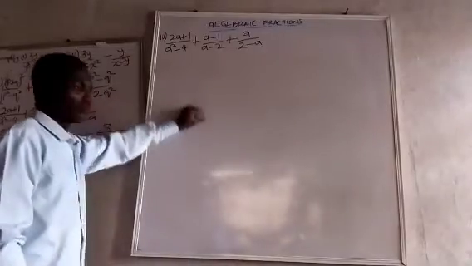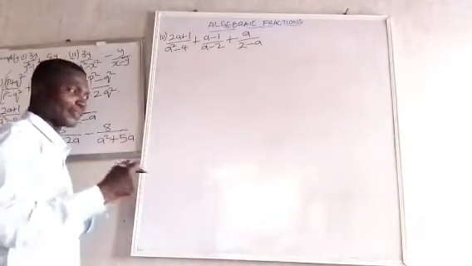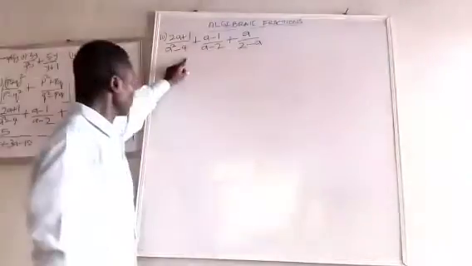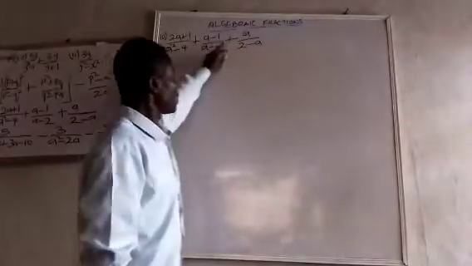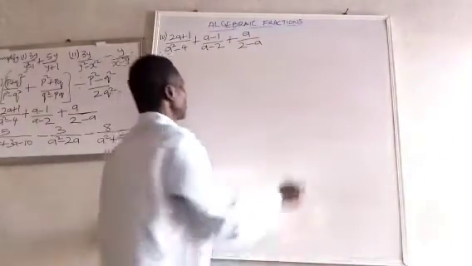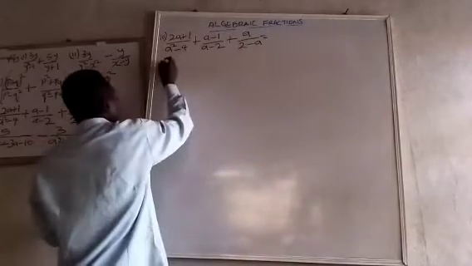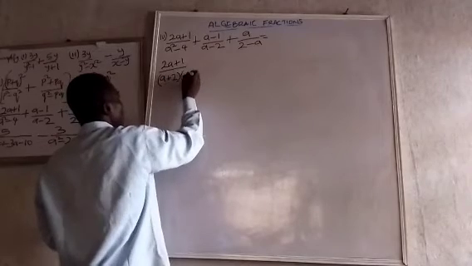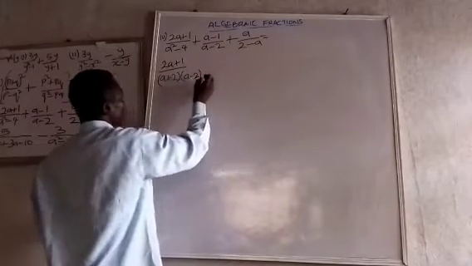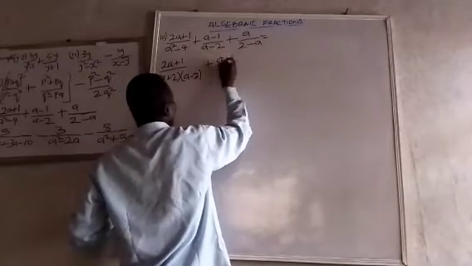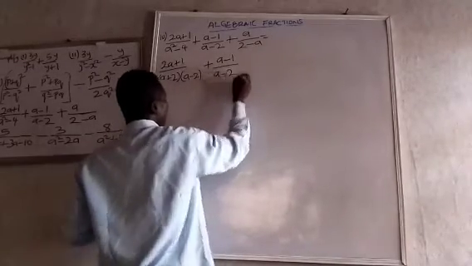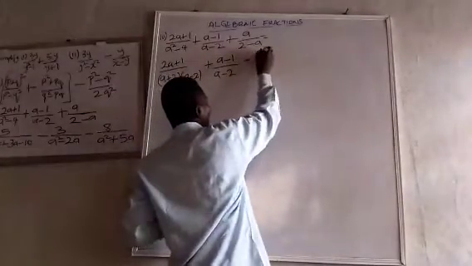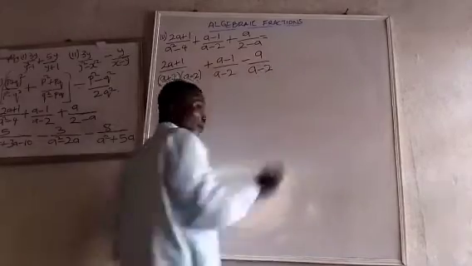Another clue: once you have a question, calm down and look at what you can easily extract from it. Look at this one. You have (2a plus 1) over (a squared minus 4) plus (a minus 1) over (a minus 2) plus a over (2 minus a). That one can easily give me (2a plus 1) over (a plus 2)(a minus 2) plus (a minus 1) over (a minus 2). To make this one like this too, I just change this one by putting minus here into (a minus 2). I believe you understand what I did now.